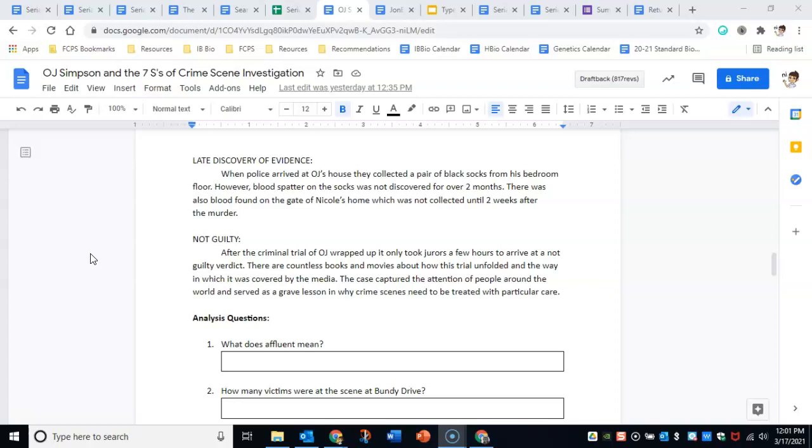Not guilty. After the criminal trial of O.J. wrapped up, it only took jurors a few hours to arrive at a not guilty verdict. There are countless books and movies about how this trial unfolded and the way in which it was covered by the media. The case captured the attention of people around the world and served as a grave lesson in why crime scenes need to be treated with particular care.